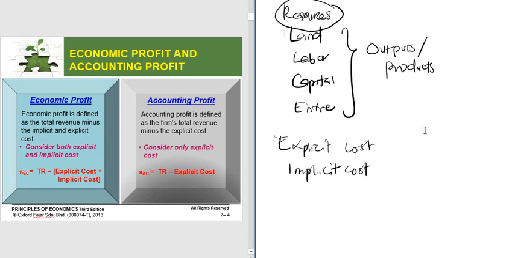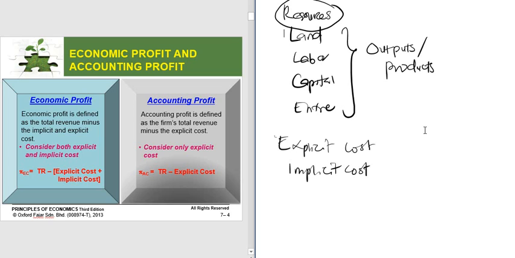Okay, so what do we mean by explicit cost? It is basically the normal cost that we have to incur when we produce a certain product. For example, when you produce t-shirts, you need to have labor, you need to have the fabric, you need to have the printing machine, you need to have the sewing machine to sew the t-shirt, and then you need to use the electricity.